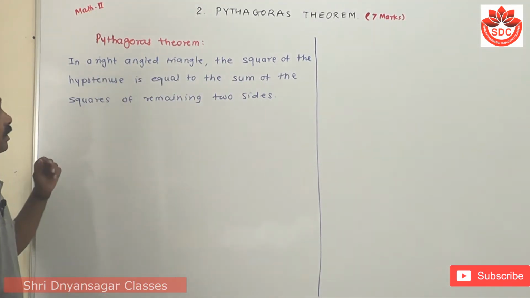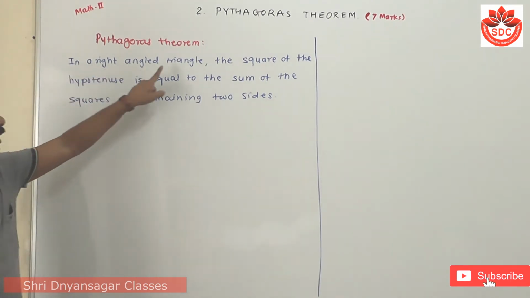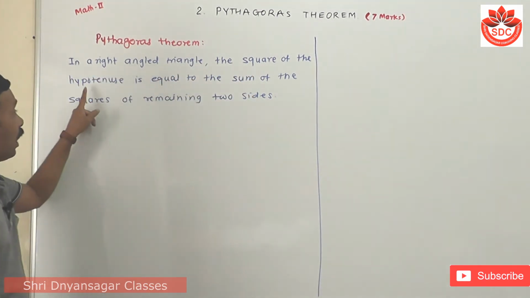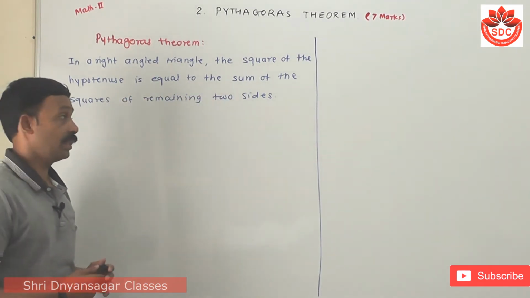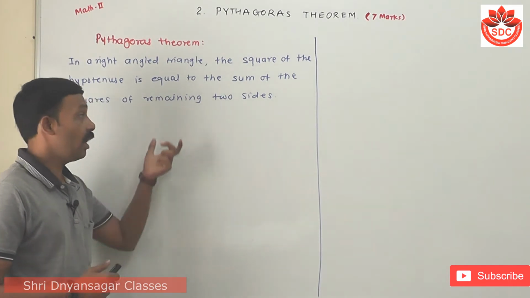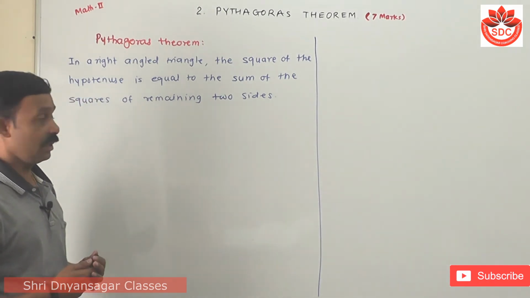Again, I have to repeat this statement. In a right angle triangle, the square of the hypotenuse is equal to the sum of the squares of the remaining two sides. म्हणजेच hypotenuse square हा remaining two sides च्या square चे addition इतका असतो.